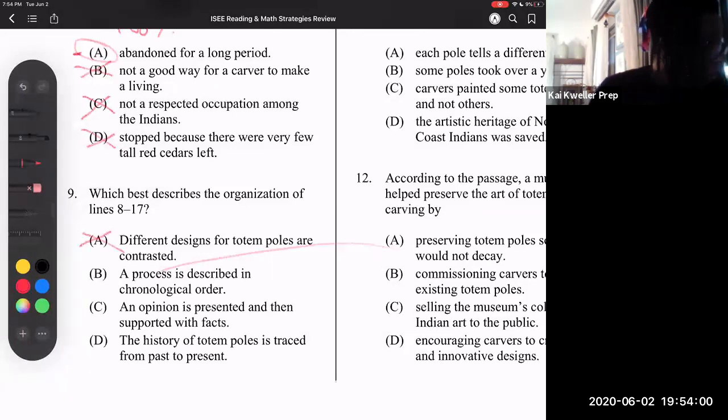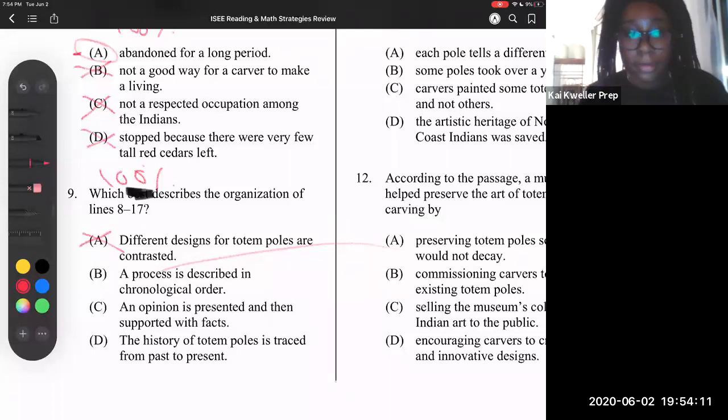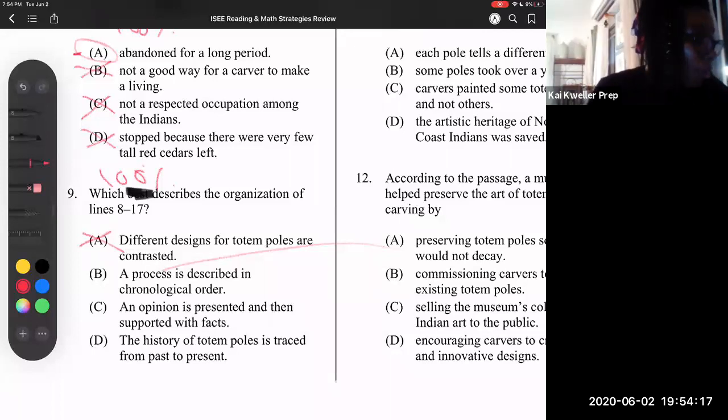And again, we're going to cross out that "best" because we want to know what 100% describes the organization of the paragraph. A process is described in chronological order. Now, that actually is what's being done. They're describing how a totem pole is being made. So I put a tick mark next to it.